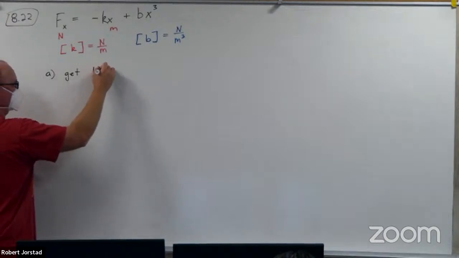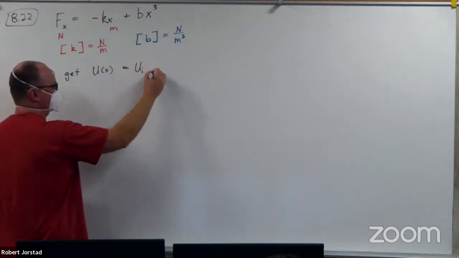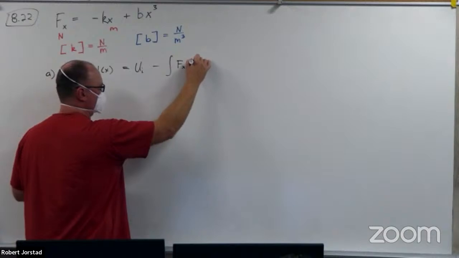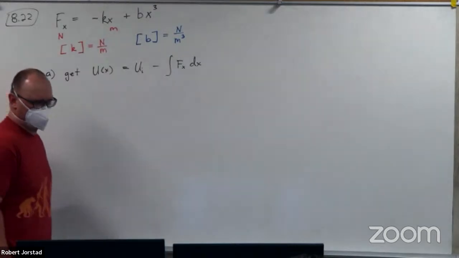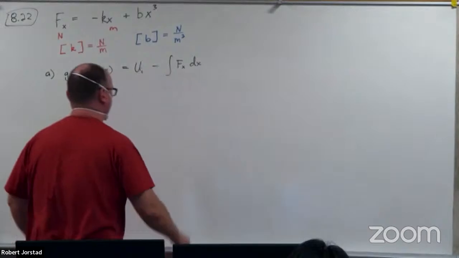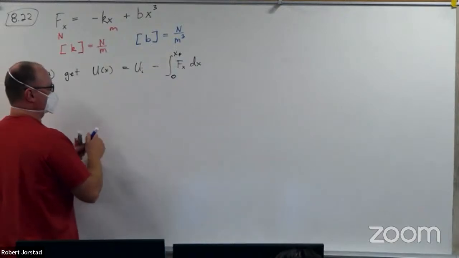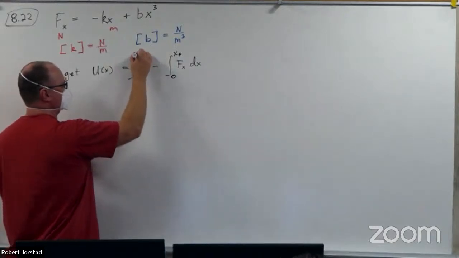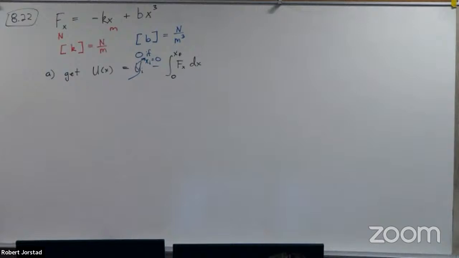Get U of x. Well, that's equal to U initial minus the integral of f sub x dx. Is everybody okay if I just write it that way? Just moving the U initial over. Does this problem tell us what U initial is? When x is at 0, use 0. So if we go from 0 to x final, we're told in the problem this is 0 if x initial equals 0. Is everybody okay with that? All right, go.